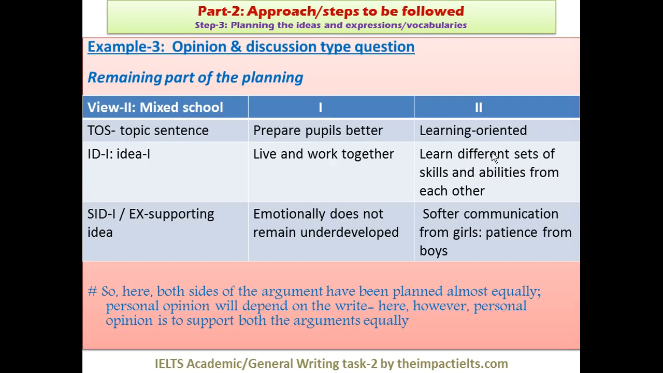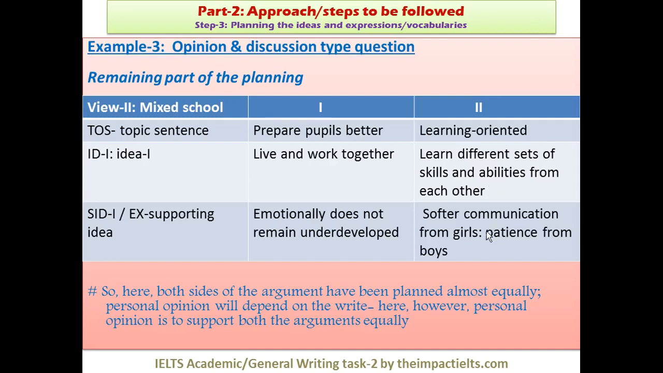What is the point? Learning oriented. Now that's difficult to understand, right? So I have to see the idea. Learn different sets of skills and abilities from each other. But what was the problem if only boys were there? Because if boys are supposed to have a certain type of skills, they will only learn the same skills. But if you have girls and boys together, there are higher chances that girls will learn certain skills which are specific to boys and vice versa. So that's a good point.